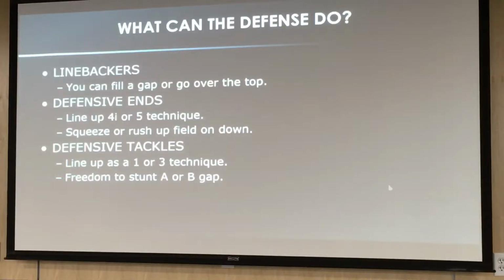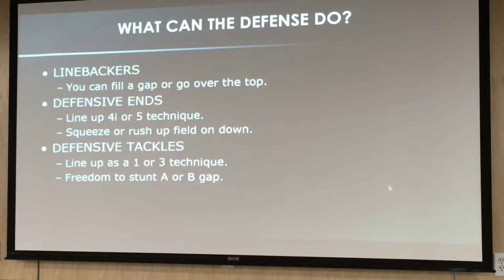Now that I've shown you the look of it, we'll go into what the defenders can do for us as an offense. These linebackers have the freedom to fill any gap, A, B, or even scrape over the top into the C gap. Our defensive ends have an alignment and assignment. They can line up in a 4-eye, an inside shade of the tackle, a 5 technique, and they can squeeze the B gap or rush upfield. It's all in their choice.